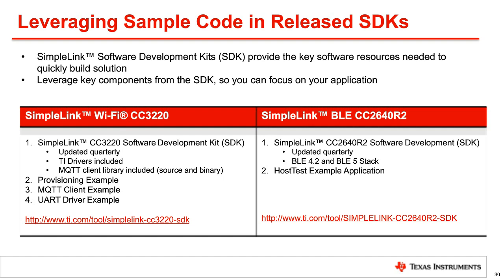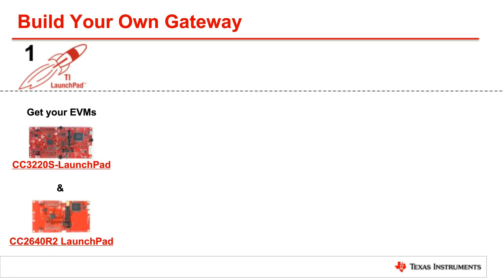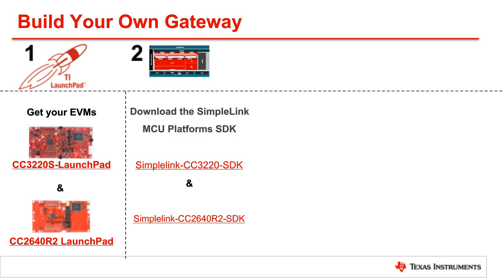Some of the different software resources located within the SDK for each device are shown below. The first step to get started on your project is to order the development boards from the TI store. You can go to ti.com and order both the CC3220S LaunchPad and the CC2640R2 LaunchPad, both of which you'll need to create your gateway design. Then you can go and download the CC3220 Software Development Kit and the CC2640R2 Software Development Kit to get access to some of the main software resources you'll want to use.